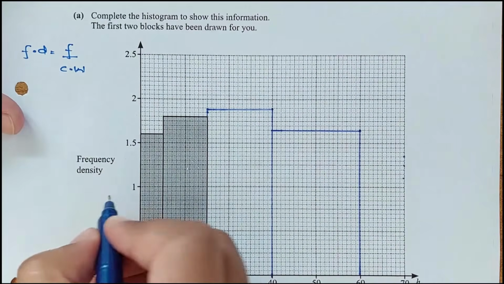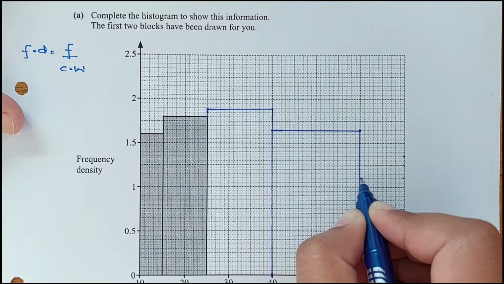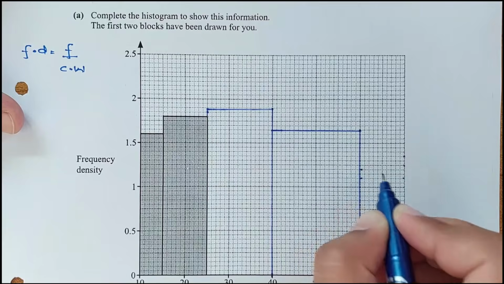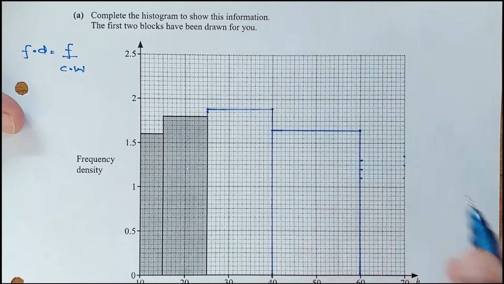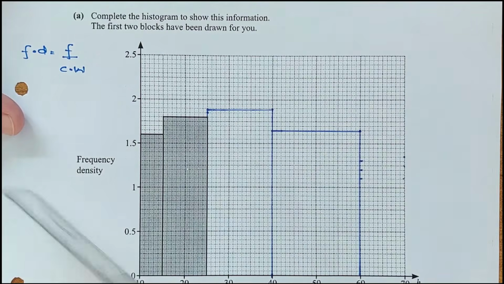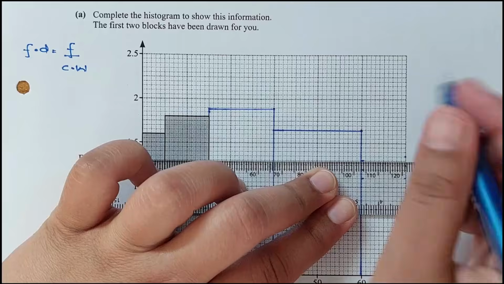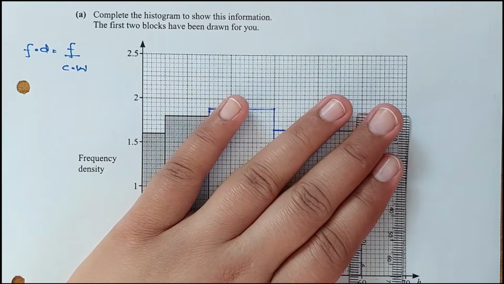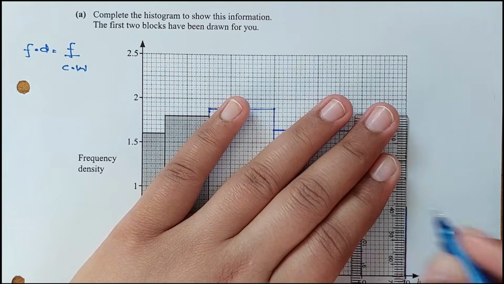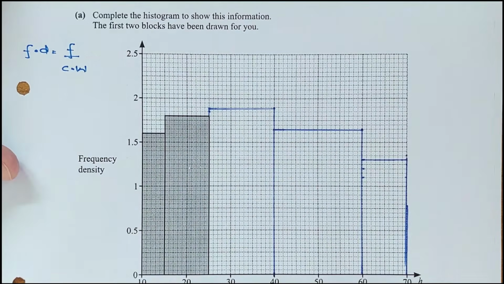Wait, let me double check again. This is 1. The 2 blocks up is 1.1. The 2 blocks up 1.2, and this is 1.3, because this is 1.4 and 1.5. Yes, this is 1.3. All right, the histogram is completed.